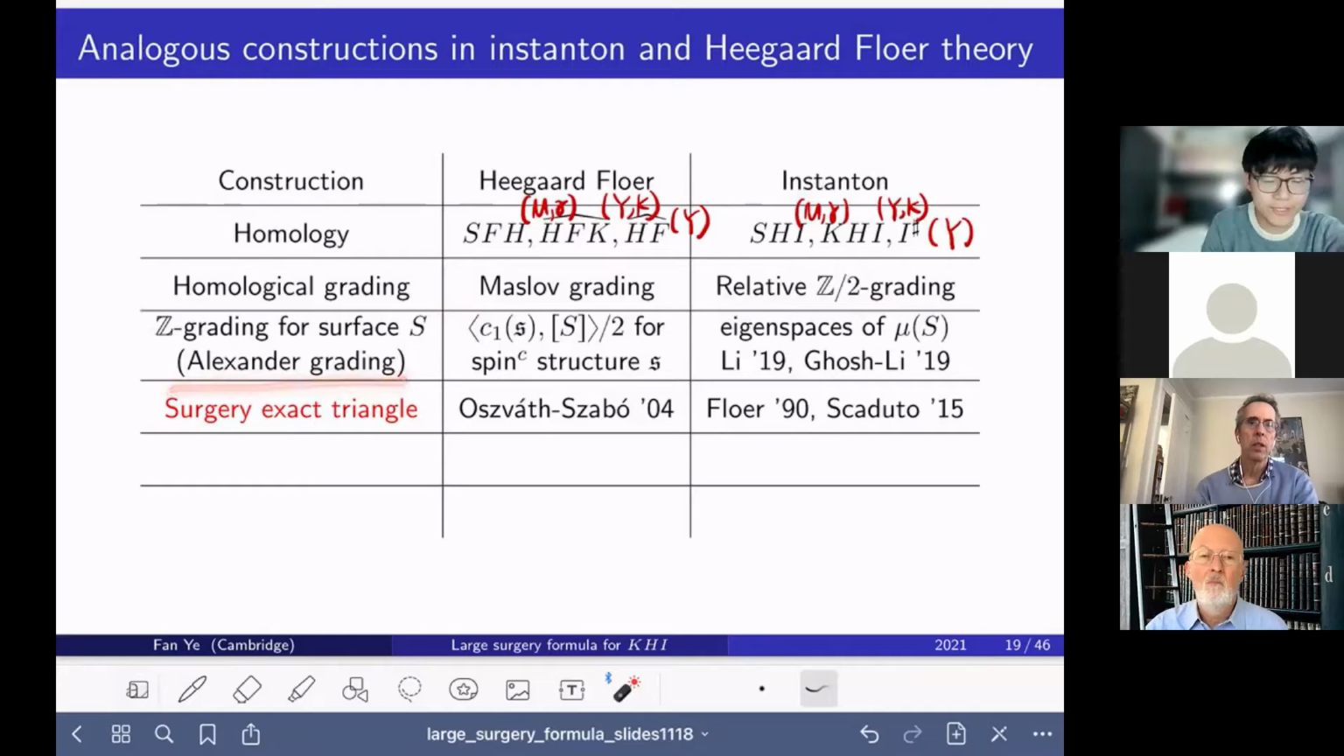And indeed, we also have another grading which we usually call the Alexander grading. In Heegaard Floer theory, we can define it by considering the first Chern class of the spin^c structure and pairing it with the surface S. And in instanton theory, we can consider the operator mu associated to the surface S and consider the eigenspaces. And then for either theory, we have a surgery exact triangle, which I will state in detail.